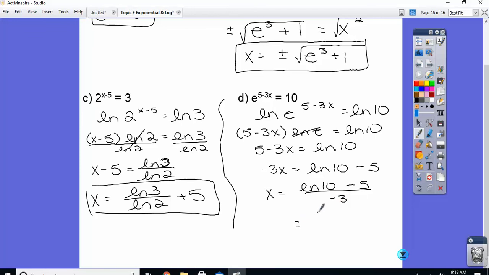You could also, depending on the order you did things, you might have had it written like this. So either of those answers is fine. Any questions there? So that is the end of this section.